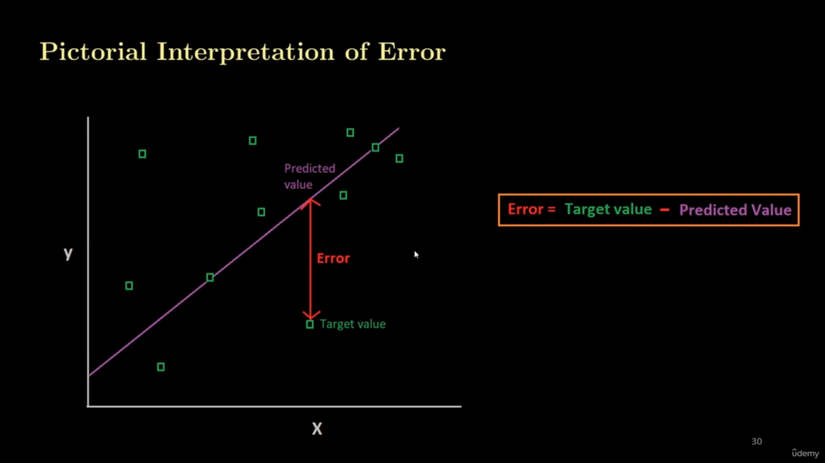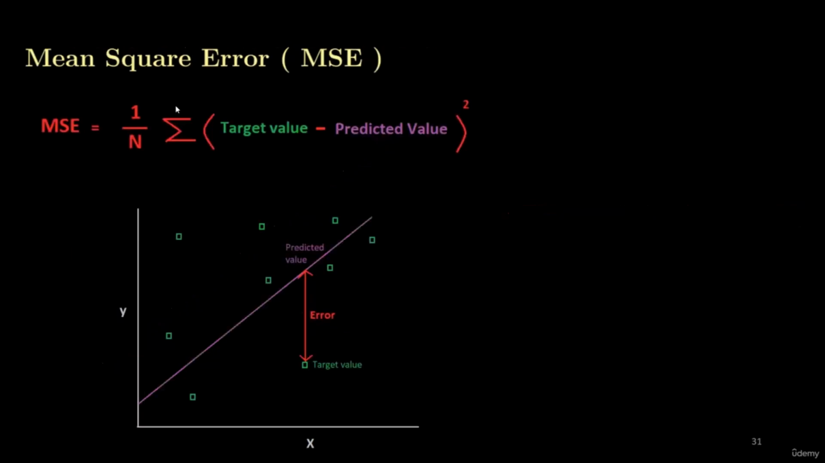So there are three common names which are used in literature. You can call it cost function, loss function, or objective function. Now, how to transform this error into a loss function or a cost function? So this cost function or loss function is known as mean square error, or in short MSE.